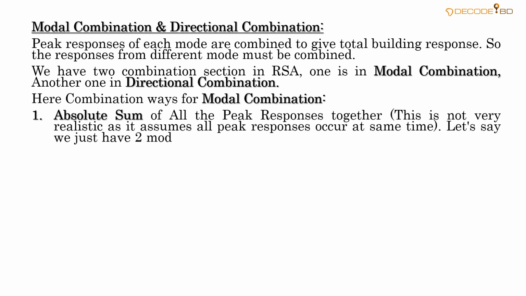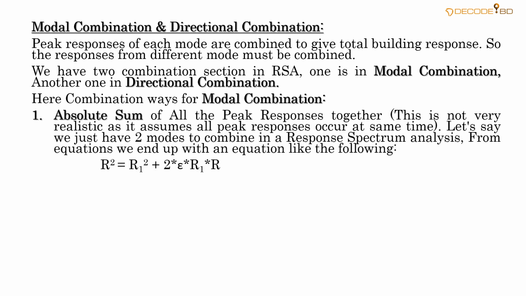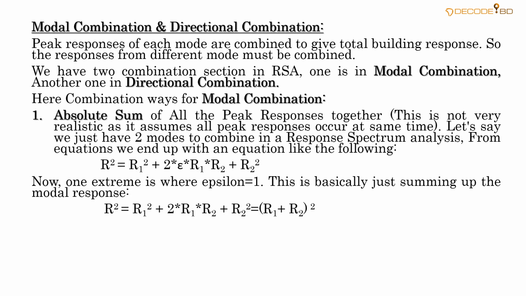Let's say we just have two modes to combine in a response spectrum analysis. From equations we end up with an equation like the following: R squared equal to R1 squared plus 2 epsilon R1 R2 plus R2 squared. Now one extreme condition is where epsilon equal to 1. This is basically just summing up the modal responses. If epsilon equal to 1, then we get this simplified equation R1 squared plus 2 R1 R2 plus R2 squared. That means (R1 plus R2) whole squared.